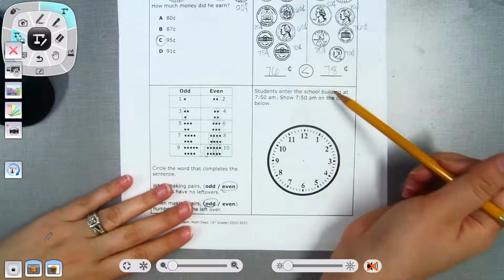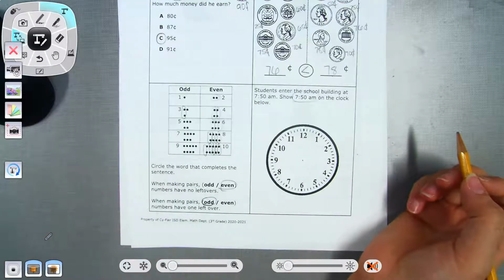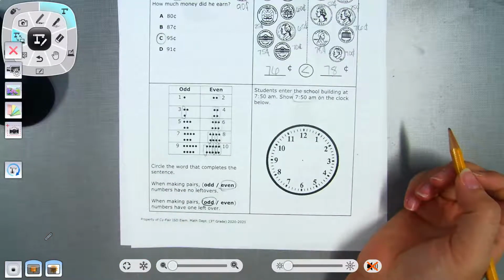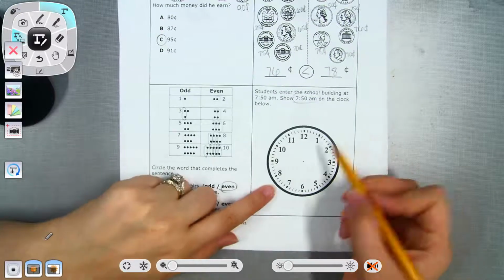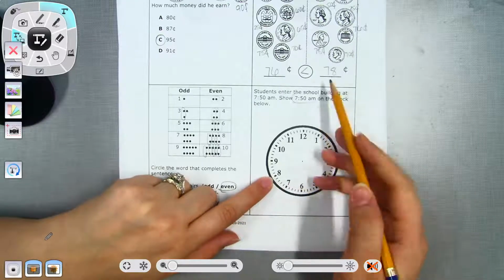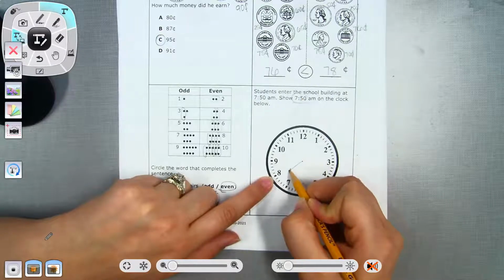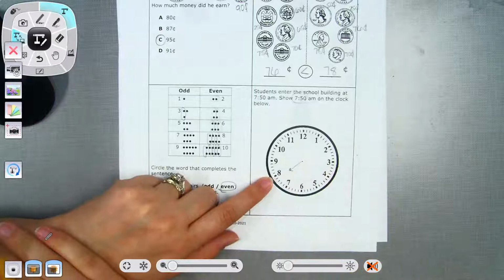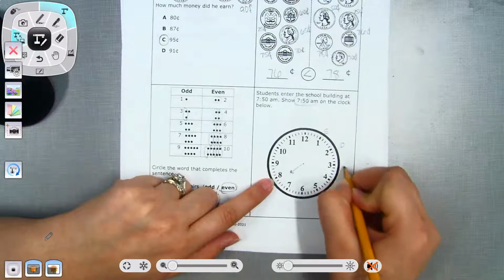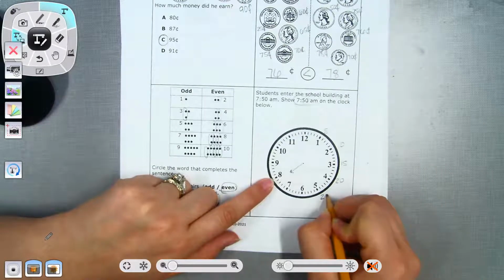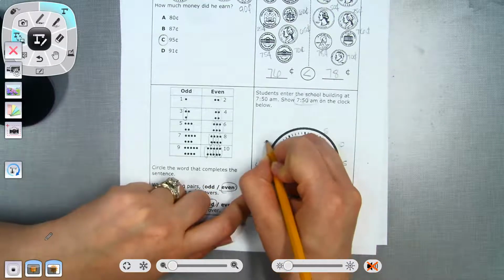Okay, students enter the school building at 7:50 a.m. Show 7:50 a.m. on the clock. So remember, our shorthand is going to tell our hour. So my shorthand is not going to be directly on the 7, guys, because it's starting to get close to 8. So my shorthand is going to be kind of in the middle of 7 and 8. And then 50. Remember, we count our minutes by 5. So this is 5, 10, 15, 20, 25, 30, 35, 40, 45, 50.